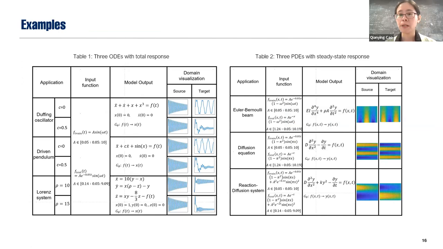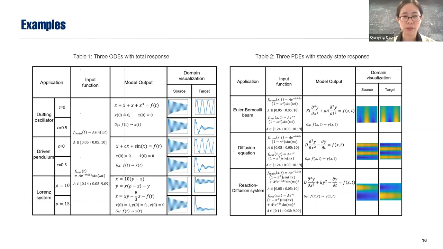Now let's look at some examples that highlight the proposed method. A visual description of the different benchmarks considered in this part is presented in tables 1 and 2. We consider the total response for the ODE examples in table 1 for investigating the efficiency of LNO in handling transient response. For each experiment, slightly different input functions are considered for the training and testing samples to investigate the generalization ability of the neural operators.